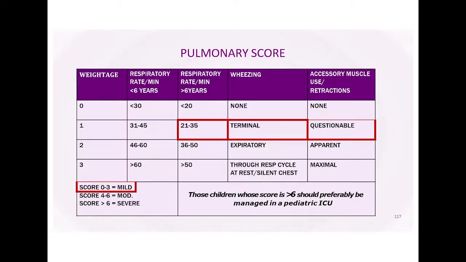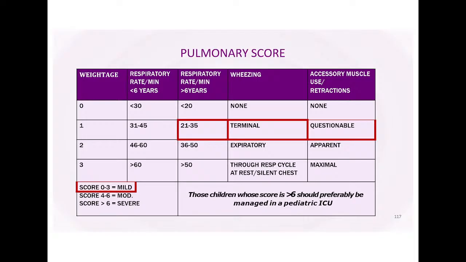So what will you do? This is the classification of the pulmonary score. Arpit is more than 6 years old, so we will follow this respiratory rate cutoff. This is the pulmonary score we have to remember for all management of acute pulmonary exacerbation or acute severe asthma. For less than 6 years, the respiratory rate cutoffs are 30 or less, 31 to 45, 46 to 60, and more than 60. But if a child is more than 6 years, then we have to follow the cutoff of less than 20, 21 to 35 a score of 1, 36 to 50 a score of 2, and if the respiratory rate is more than 50, then we have to give a score of 3.